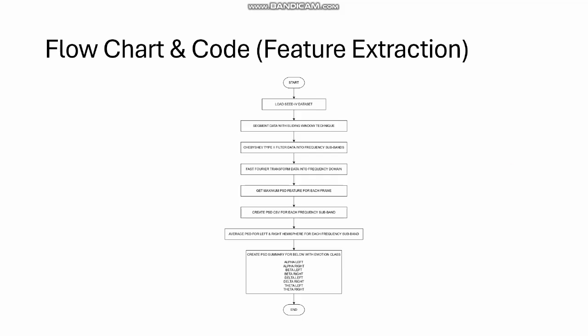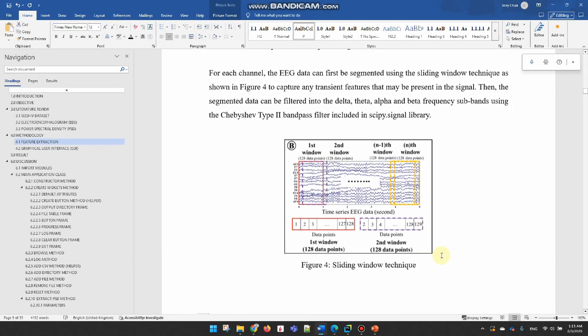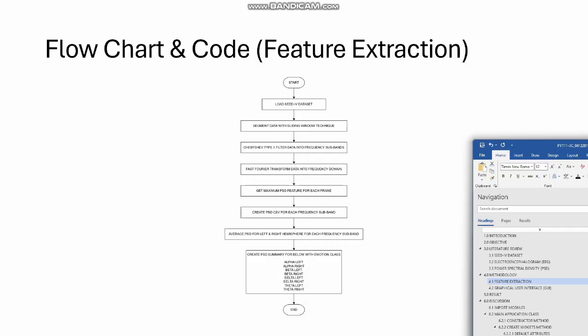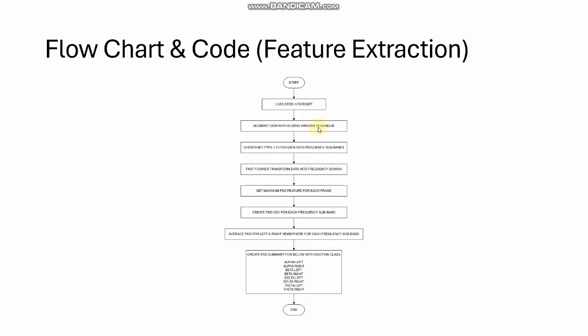Just for context, the sliding window technique is mainly to reduce any transient features that may be in the signal. So we'll be getting 128 data points with 50% overlap. The next frame will be from 64 to 128 plus 64. So that is for the sliding window technique.